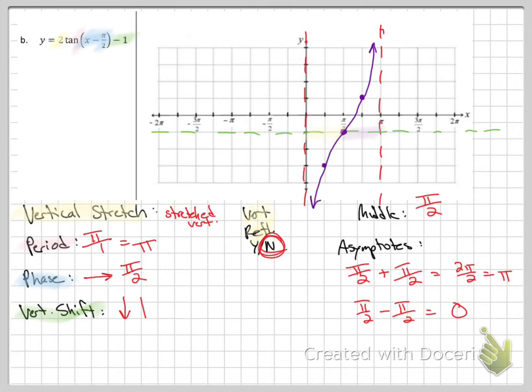Okay, that's tangent. My suggestion is that you study sine and cosine very, very well, and have a general understanding of tangent for this class. Hope you're doing well.